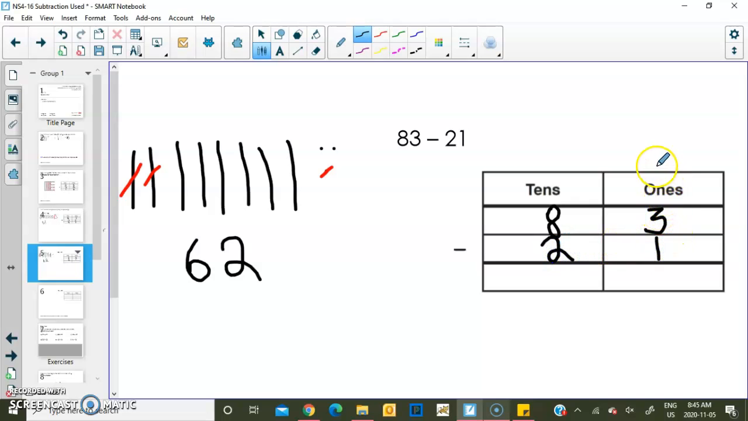equals. So we always start with the ones. 3 ones minus 1 equals 2. Good. 8 tens minus 2 tens equals, very good, 6. Do you notice how we get 62 for both answers? That must mean we could do either one to subtract.